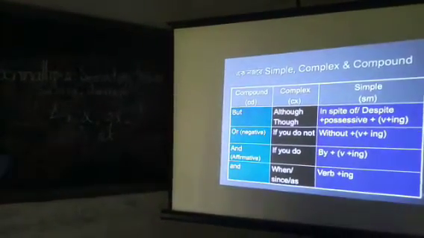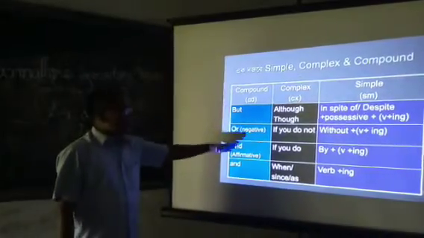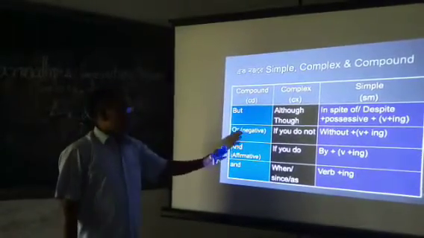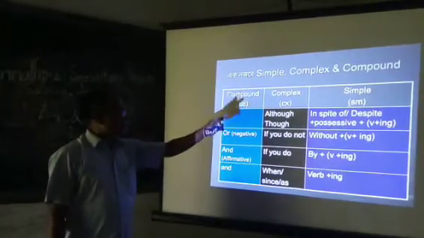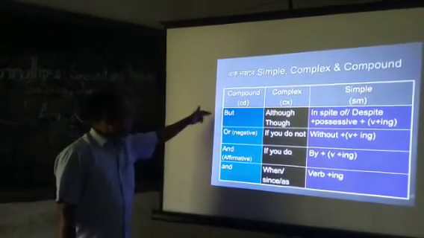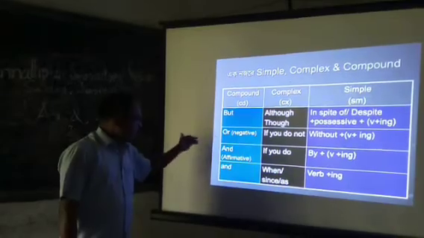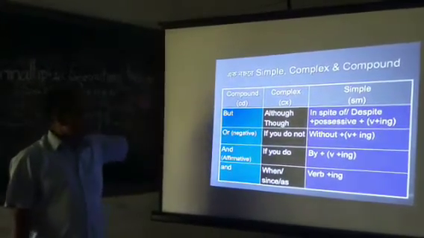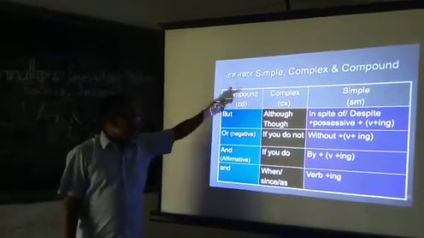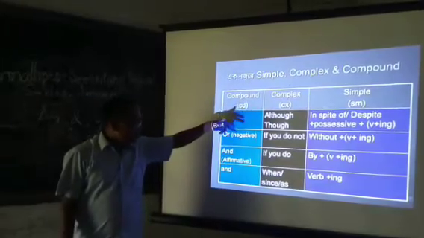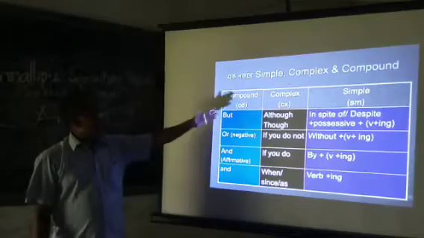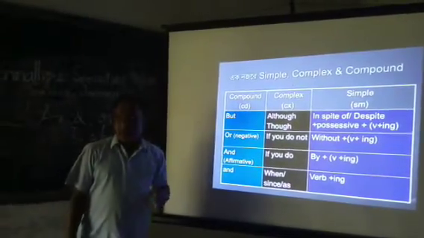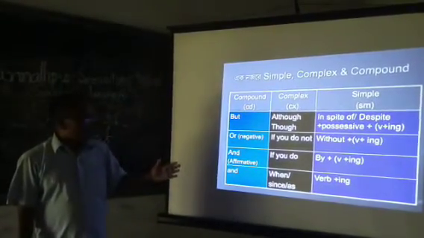Here is a chart for you. If you follow this chart, you can easily find out these kinds of sentence, simple, complex or compound. If we find but, or, and, then this is compound. If we find though, although, if, why, when, this is complex. And in the simple sentence, there is no conjunction.